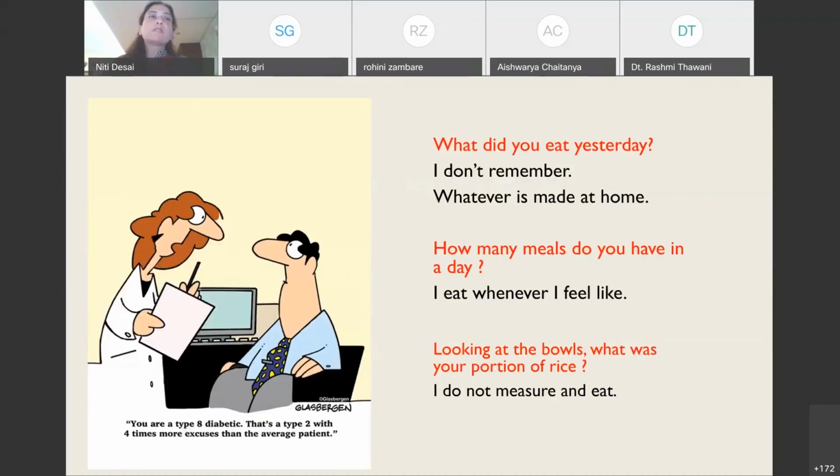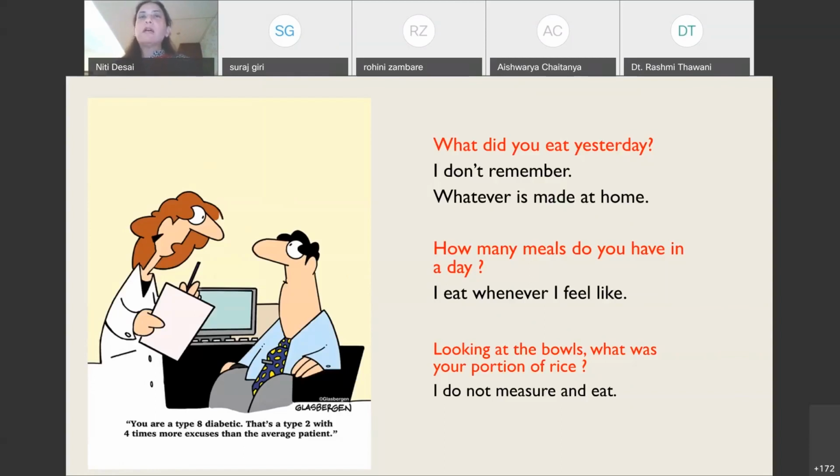And this is because, you will agree with me, very often we don't see type 2 diabetics, we see type 8 diabetics, because they are type 2 with 4 times more excuses than some patients. I would like to leave you with some of these very cryptic answers that we get. What did you eat yesterday? I don't remember. Whatever is made at home.